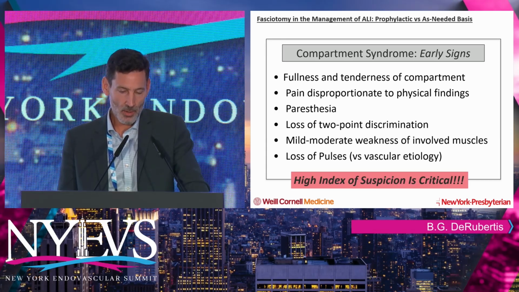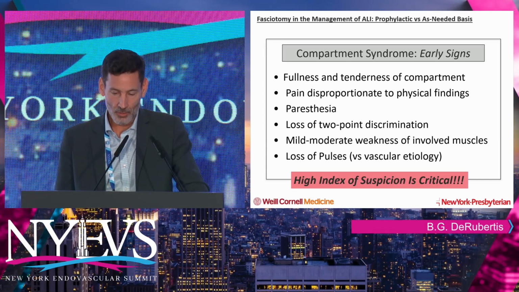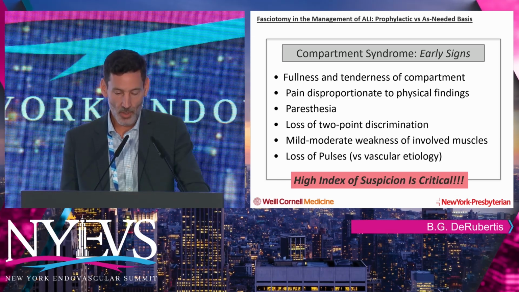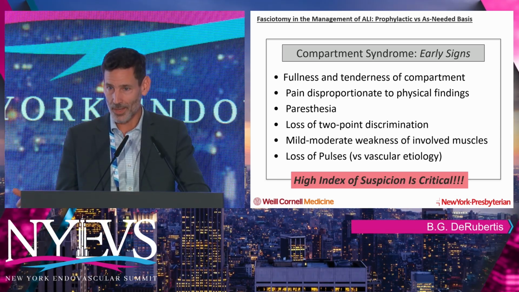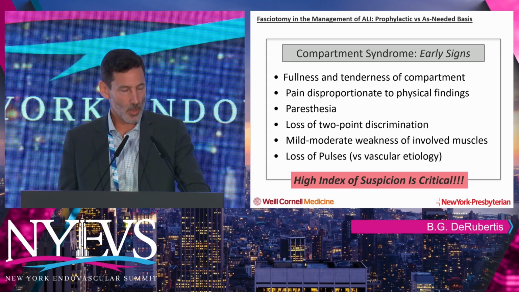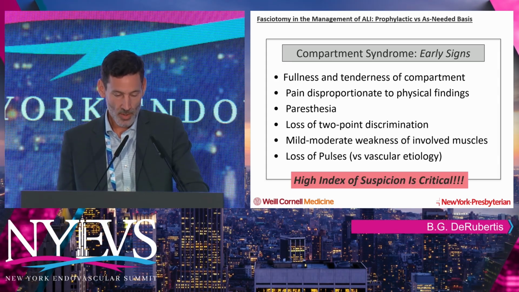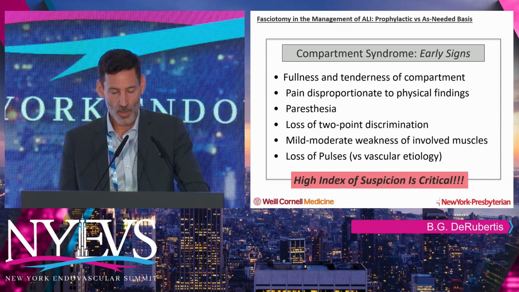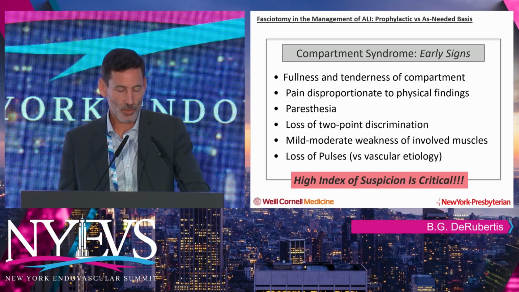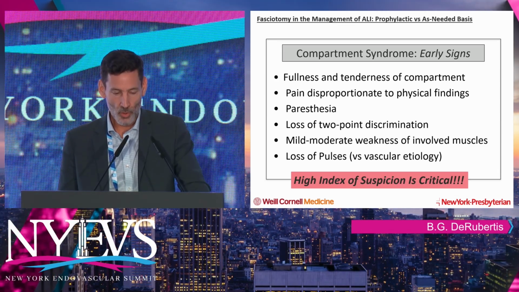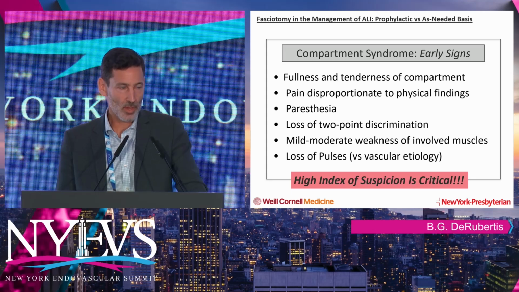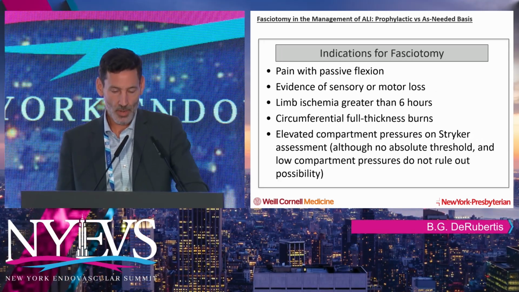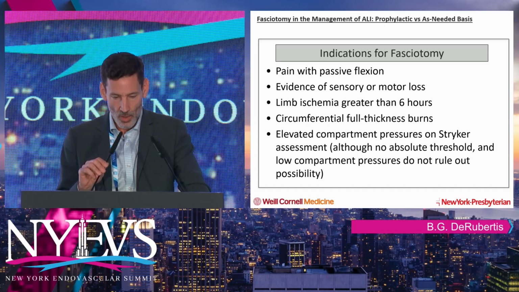When you start getting pain that is disproportionate to physical findings, that is another sign. Once you start moving toward paresthesias, loss of two-point discrimination, and certainly when you get to muscle weakness or motor deficits, and definitely when you get to loss of pulses, you're really moving down the spectrum of having some clinical sequelae of compartment syndrome. So you really need a high index of suspicion at the earlier part of this progression, and you want to consider intervening around those times.